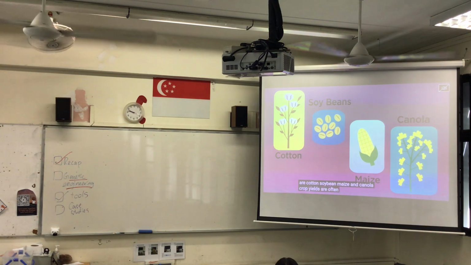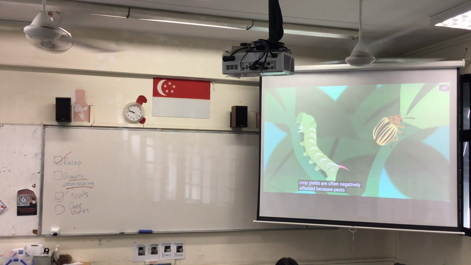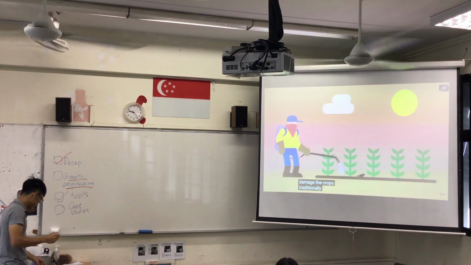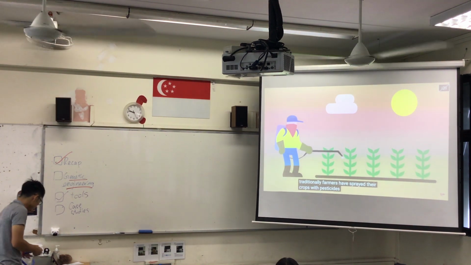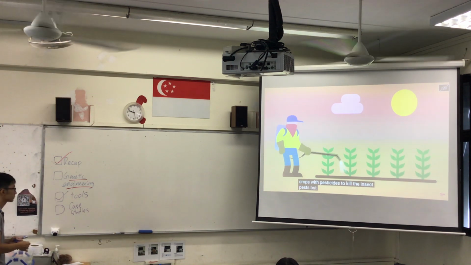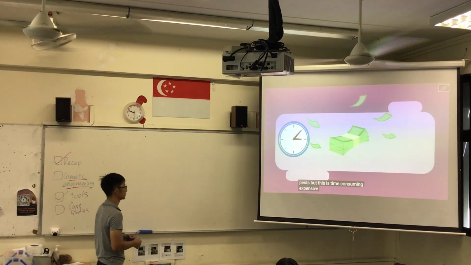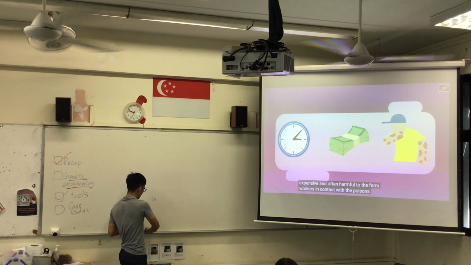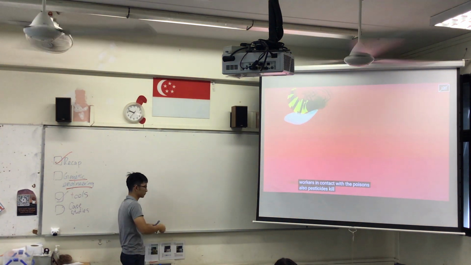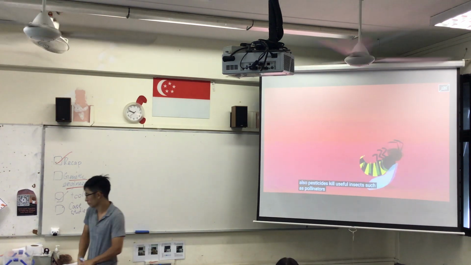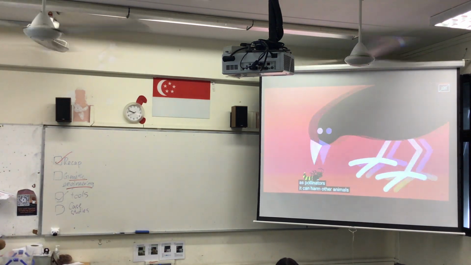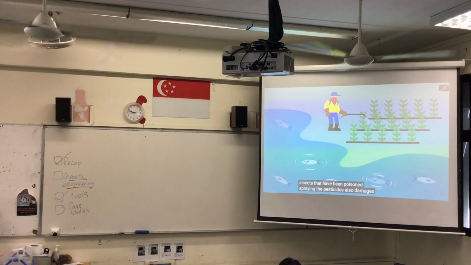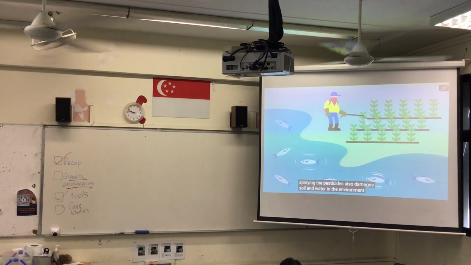Crop yields are often negatively affected because pests like insects damage the crops. Traditionally, farmers have sprayed their crops with pesticides to kill the insect pests, but this is time-consuming, expensive, and often harmful to the farm workers in contact with the poisons. Also, pesticides kill useful insects such as pollinators. It can harm other animals that eat the insects that have been poisoned. Spraying the pesticides also damages soil and water in the environment.